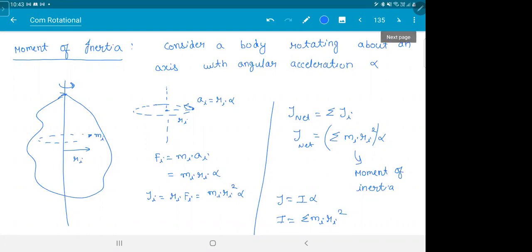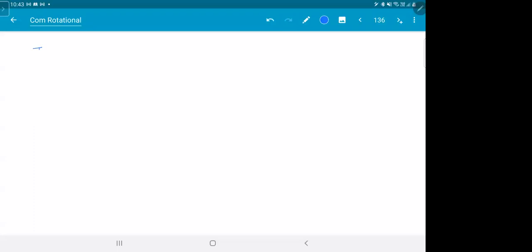Let's see. So what is this moment of inertia? This I, sigma Mi Ri square, this is for particles. I is integral dm r square. This is for a continuous body.